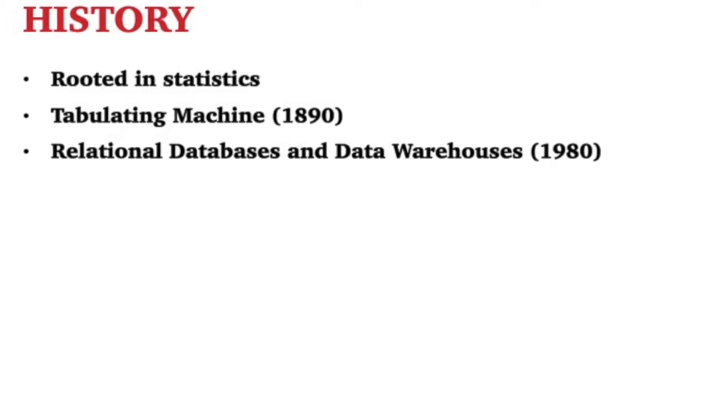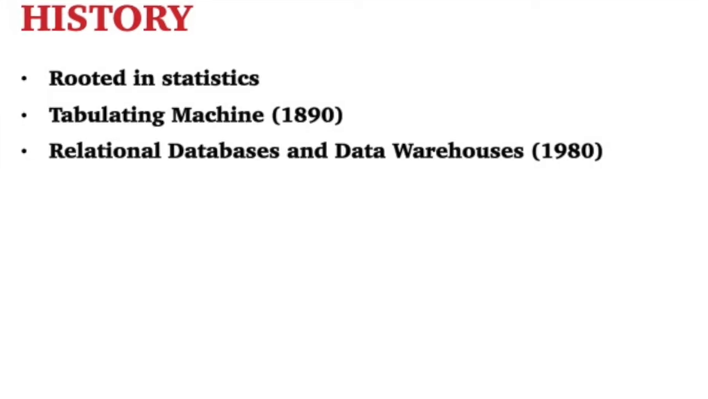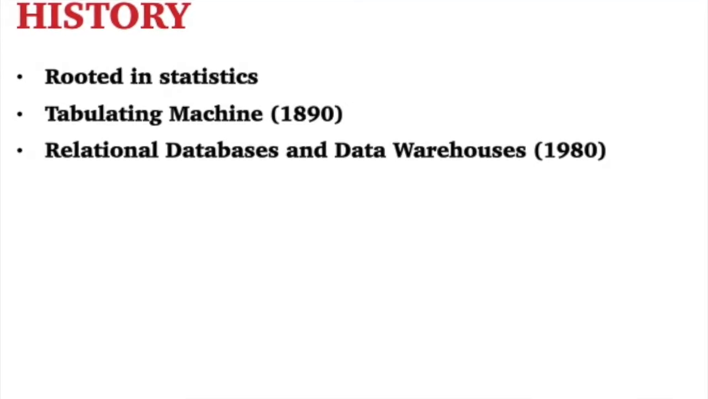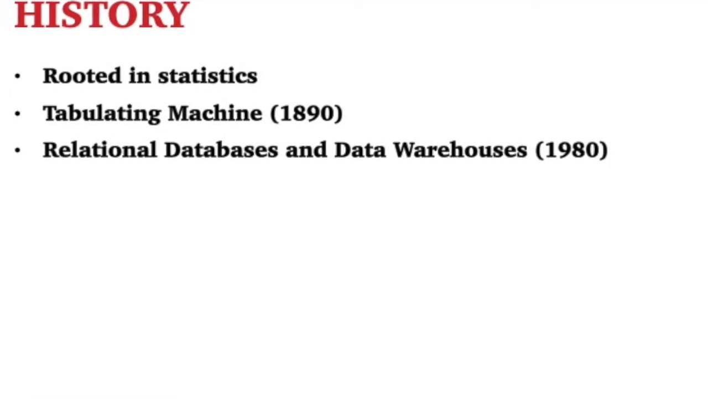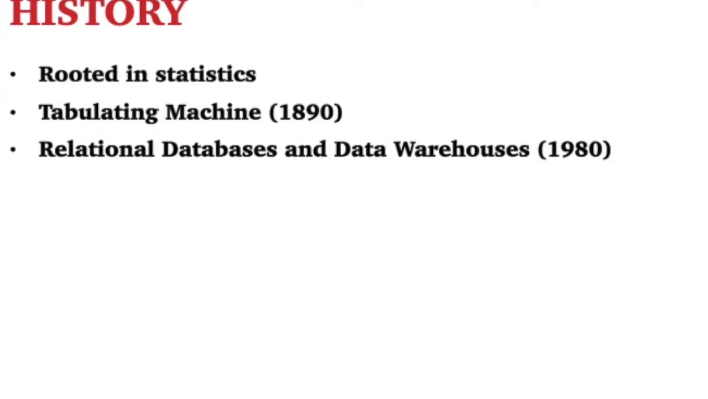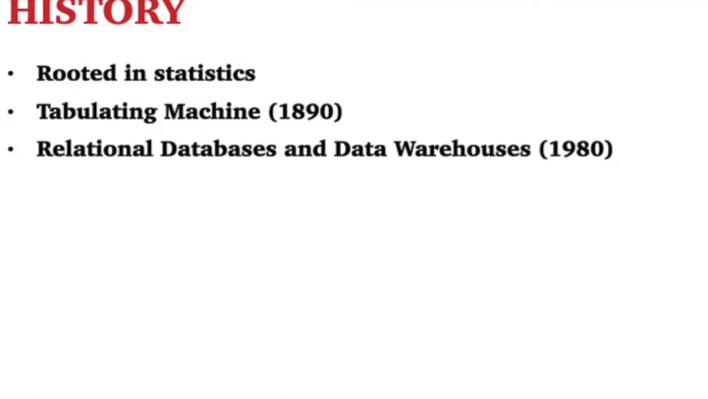In 1890, we saw a big advance in data collection. Herman Hollerith developed a tabulating machine, which was able to systematically process data collected on punch cards. This invention made the 1890 census much easier. In 1880, the process took over 7 years, whereas in 1890, the process only took 18 months, and it also cost much less. Then in the 1980s, relational databases were created.